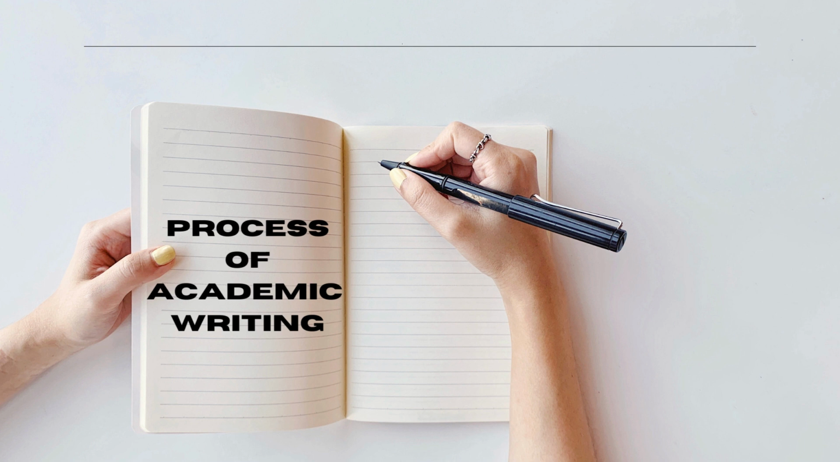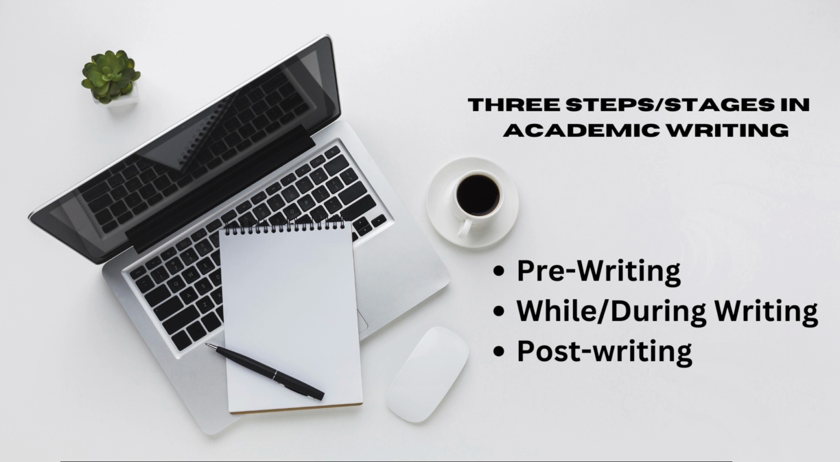Steps, stages, and activities which are involved in academic writing are called the process of academic writing. There are 3 steps or stages in academic writing. Number 1, pre-writing stage or step. Number 2, while or during writing.